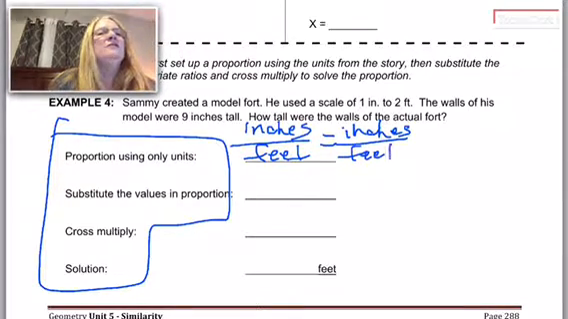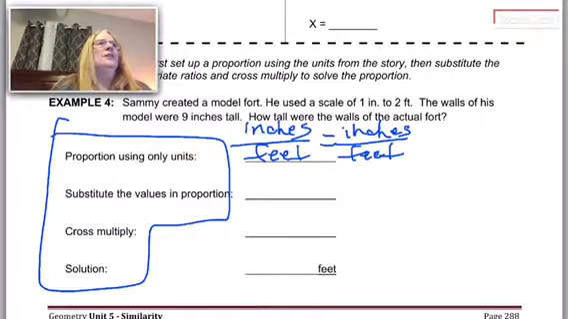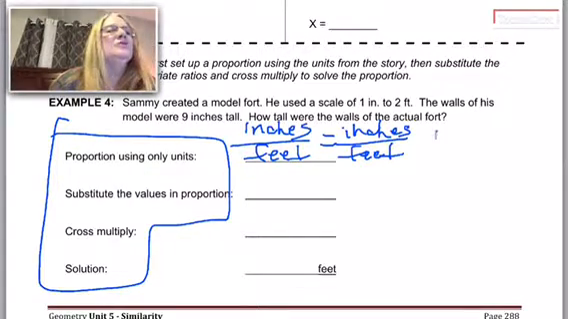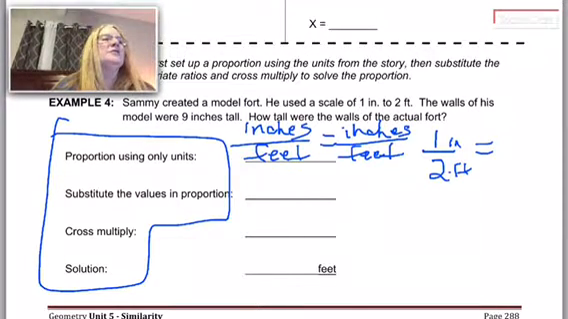Okay, so you can have inches and feet or ounces and pounds, and you can have different dimensions, but you have to line up numerator and denominator with the same units. Okay, so if we read this, Sammy created a model fort. He used a scale of 1 inch to 2 feet. So that means I've got inch to feet. Okay, so when I set up the other side, it has to be inches to feet. The walls of his model were 9 inches tall. How tall were the walls of the actual fort?